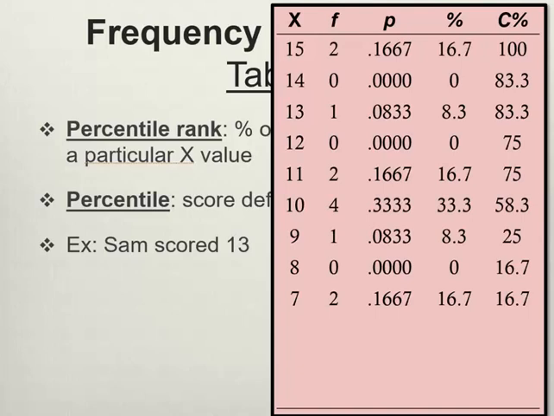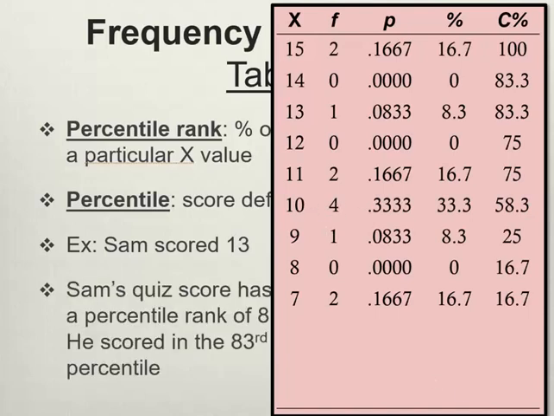How about somebody that got a 10 on the quiz? Well, we can find 10 right here. We go over to the cumulative percent, and that person was in the 58.3rd percentile, or to make it easier, just say 58th percentile. Or you could say their percentile rank was 58.3. So basically, 58.3% of students who took this quiz got a 10 or lower. Sam's quiz score has a percentile rank of 83.